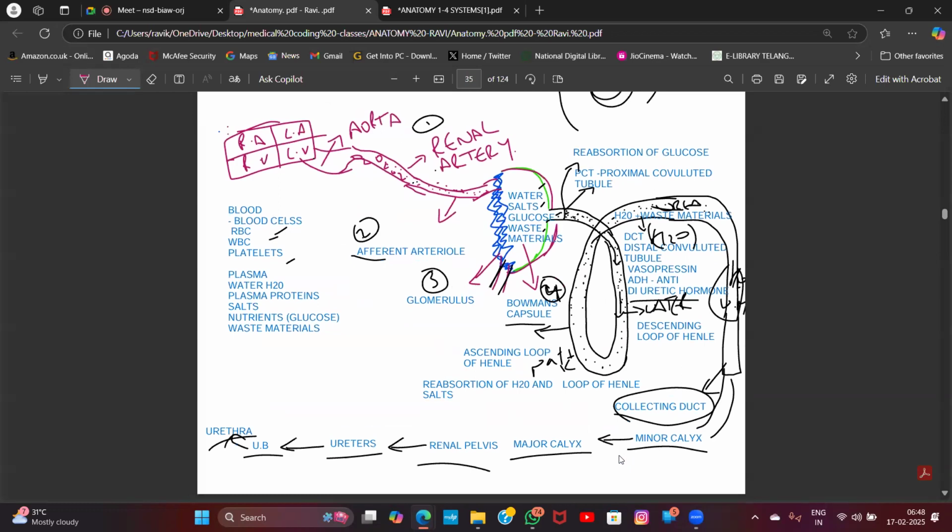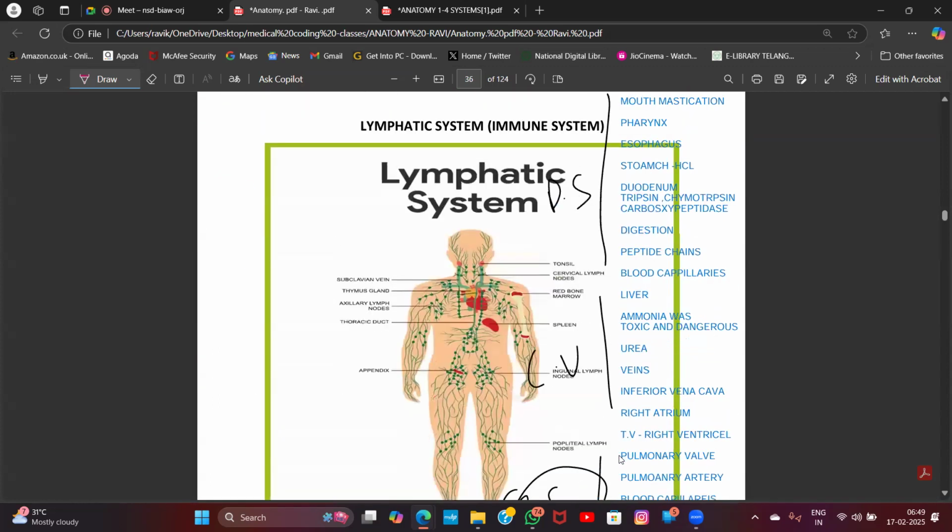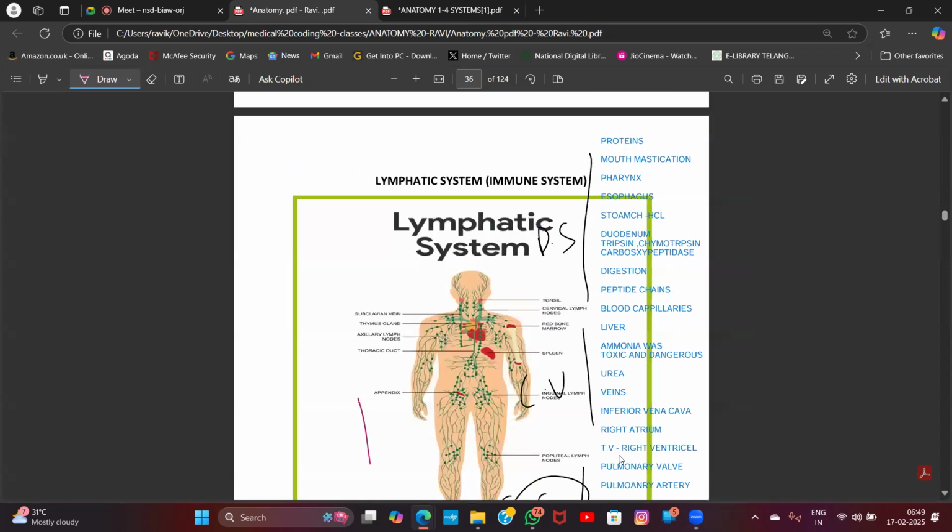Is it clear? Everybody, is it clear? Yeah, please take the screenshot. If you have any doubt, take a screenshot of this. Is it clear? Done? Okay, if you need the chart, take a screenshot of the chart also.